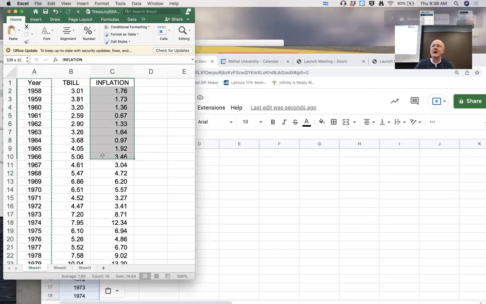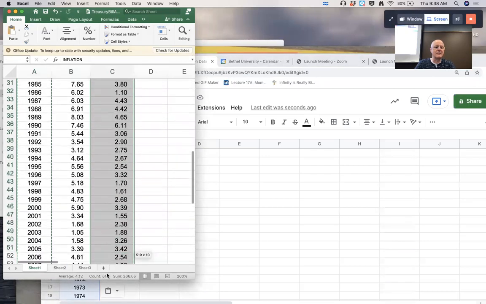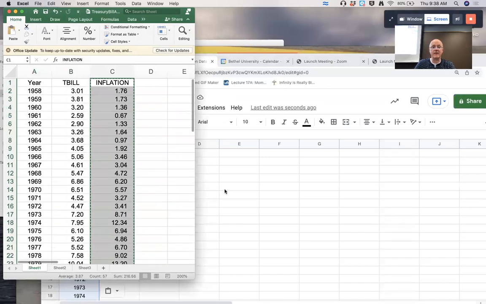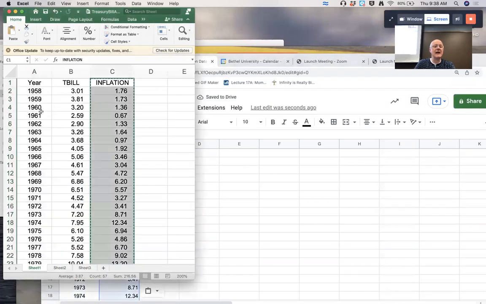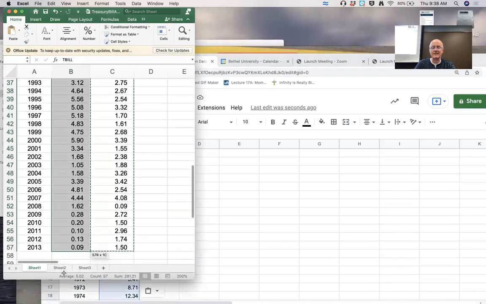Let me pick the inflation column next. That'll be my X variable, my explanatory variable. Just copying and pasting. And then my response variable, treasury bill return, is going to be Y. I want to put that in the next column.